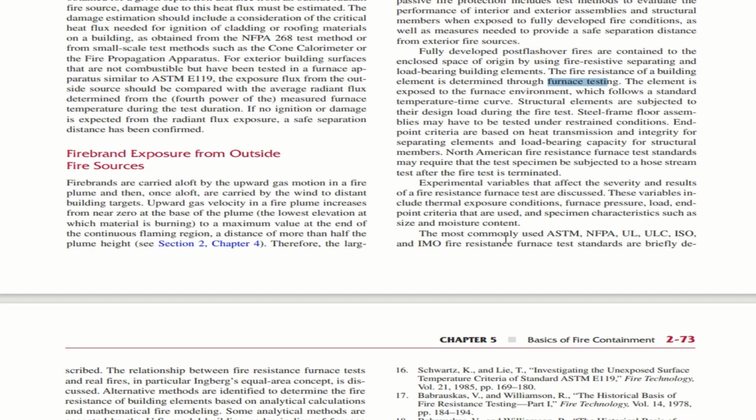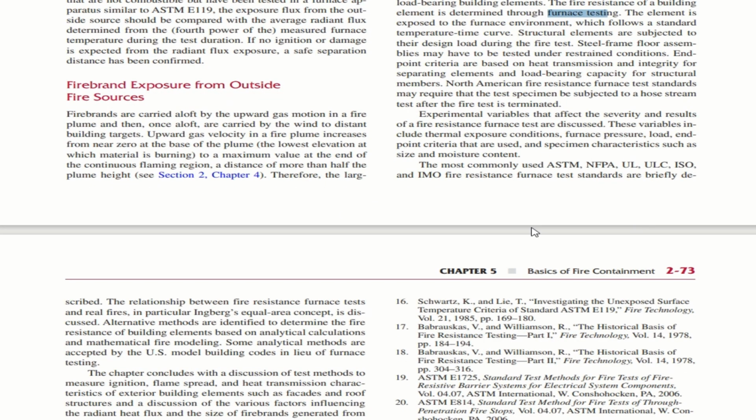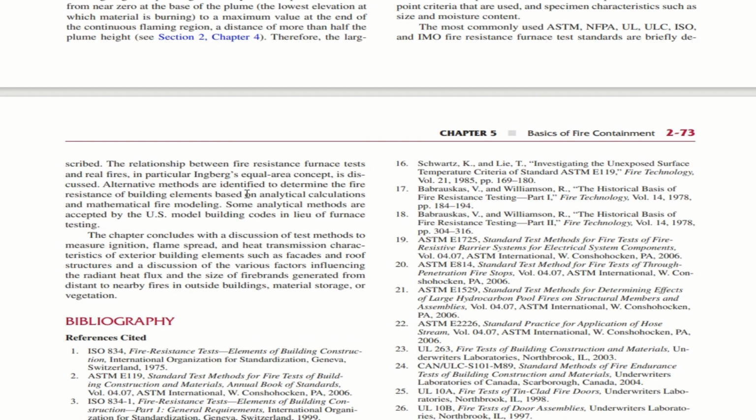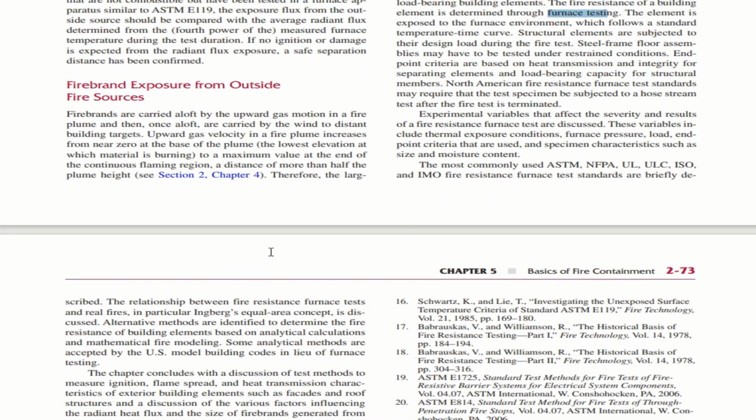So, the most commonly used ASTM, NFPA, UL, ULC, ISO and IMO fire resistance furnace test standards are briefly described in this particular chapter. So basically, if you go through the summary of each chapter, you will have a good understanding of the contents which are found in that particular chapter.